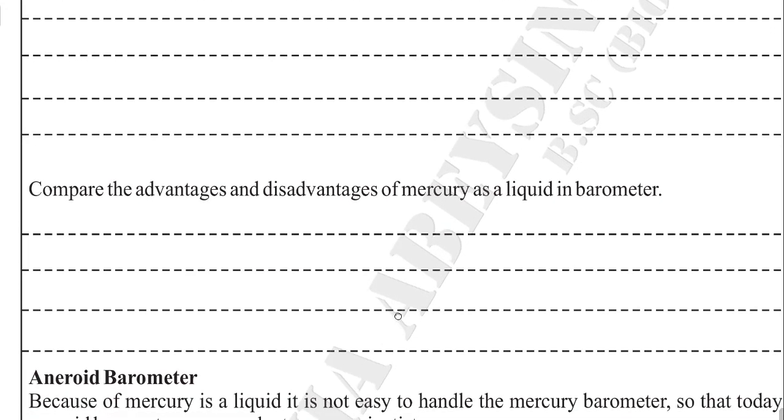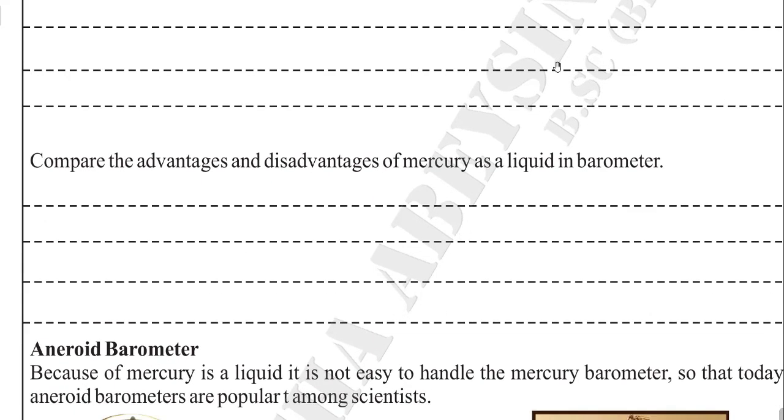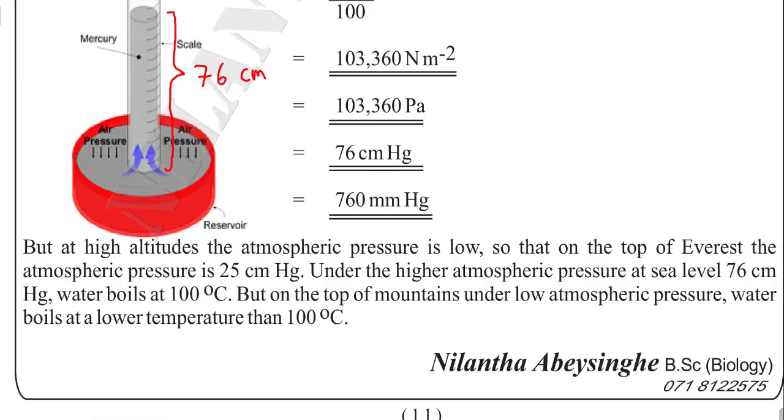Compare the advantages of mercury as the liquid in the barometer. You have to think, try to read the book and find that. Okay. Here we are using mercury in the barometer. Find what the advantages and disadvantages are, right? We will get more time for this again. Next week also I will explain that. Okay.